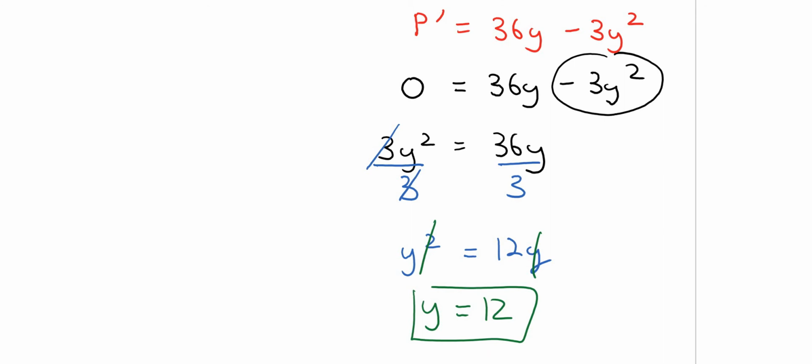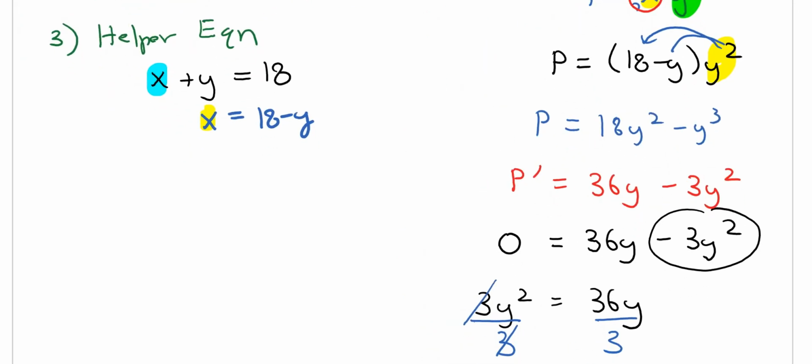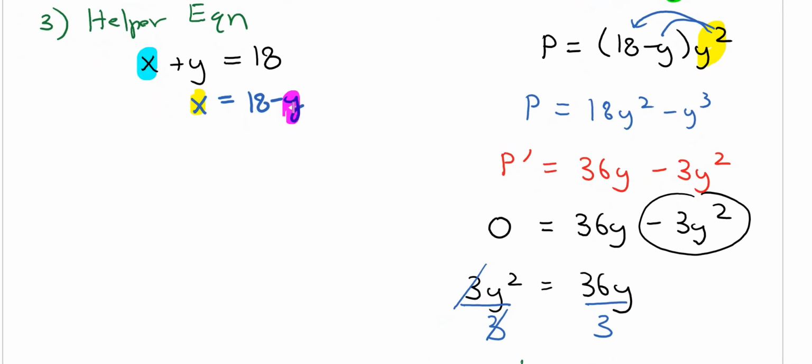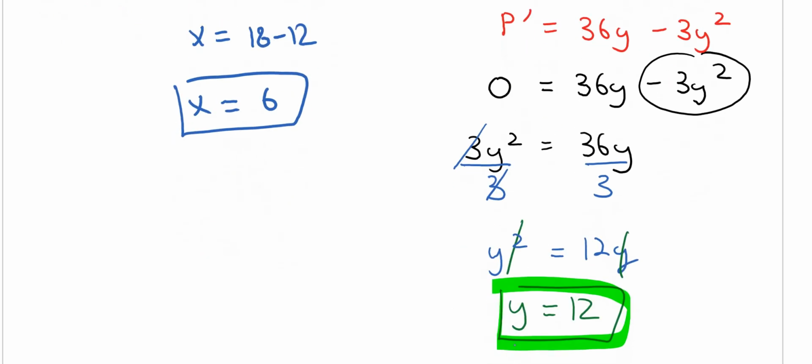Okay, so how do I find the other number? Well, since we know that y is equal to 12, I can go back to my helper equation now. I know that y here is now 12. So in order to find x, it would be 18 minus 12, and 18 minus 12 is 6. So my two numbers are x equals 6 and y equals 12. So those are the two numbers that satisfy this particular problem. Okay, so that's it for part 1.